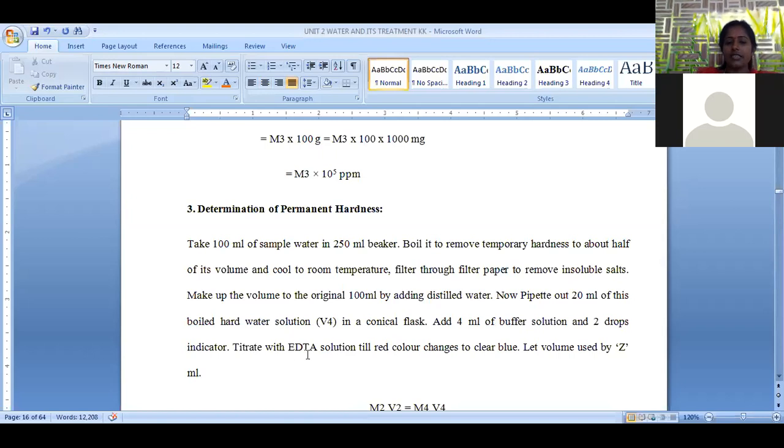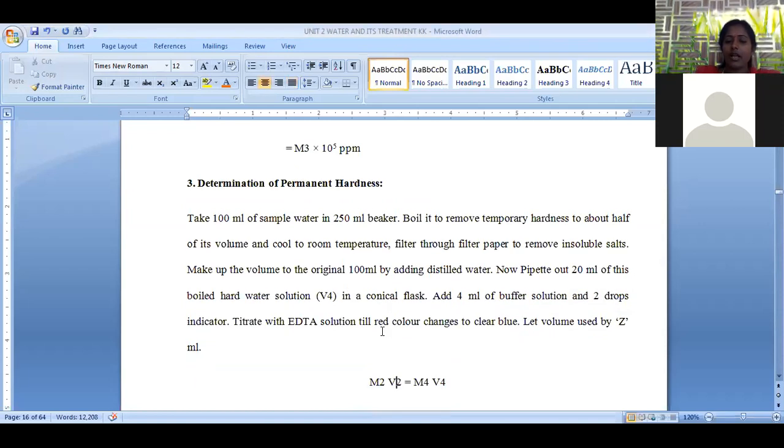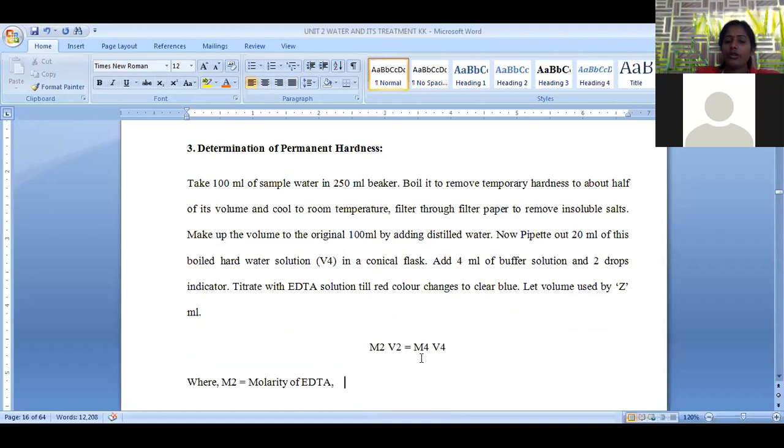EBT indicator is added, and the titration leads to a color change from red to blue. The color change and the titration process are exactly the same. The only difference is we have to take boiled hard water in case of permanent hardness. Okay. Then after this titration part, we have to go for the calculation where the formula will be M2V2 equal to M4V4. We have to consider these M4V4 terms belong to permanent hardness. That means boiled hard water terms.